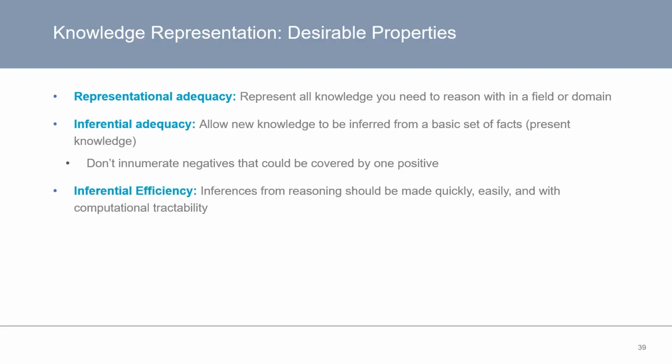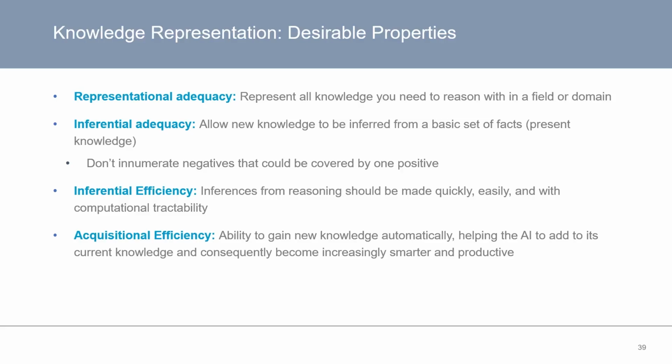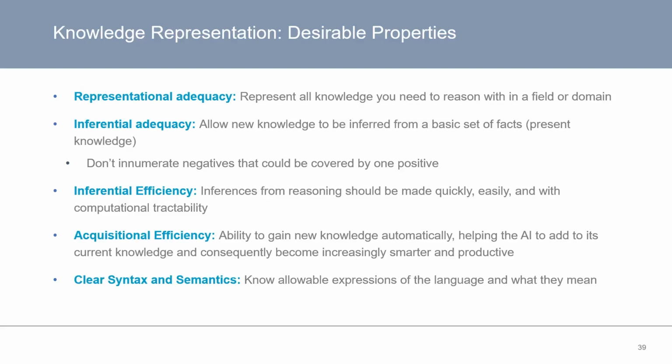Yet another would be inferential efficiency, where inferences from reasoning should be able to be made quickly, easily, and with computational tractability. Also, acquisitional efficiency. Does the representation allow us the ability to gain new knowledge automatically, helping the AI to add to its current knowledge, and consequently becoming increasingly smarter and productive? Also, clear syntax and semantics. In other words, does the representation know allowable expressions of the language and what they mean? And lastly, naturalness. Is the representation reasonably natural and easy for human beings to work with?